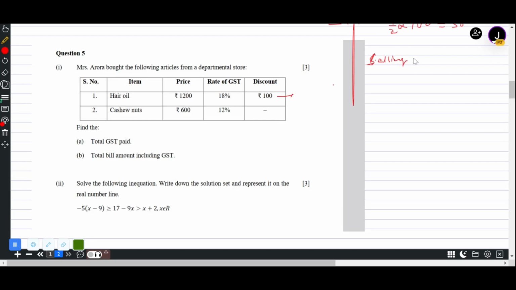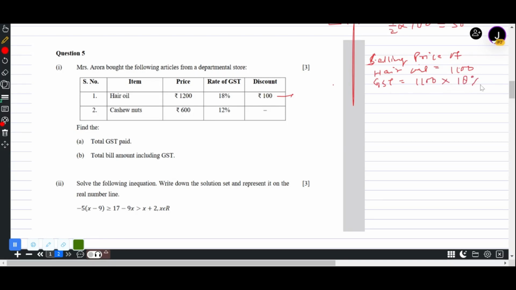Now I'll tell you in case of discounts what happens: GST is always charged on the money that the customer paid you, that is the selling price, not the MRP. So MRP you can write anything. But these days you would have noticed there are a lot of discounts being offered by the seller to book clients.